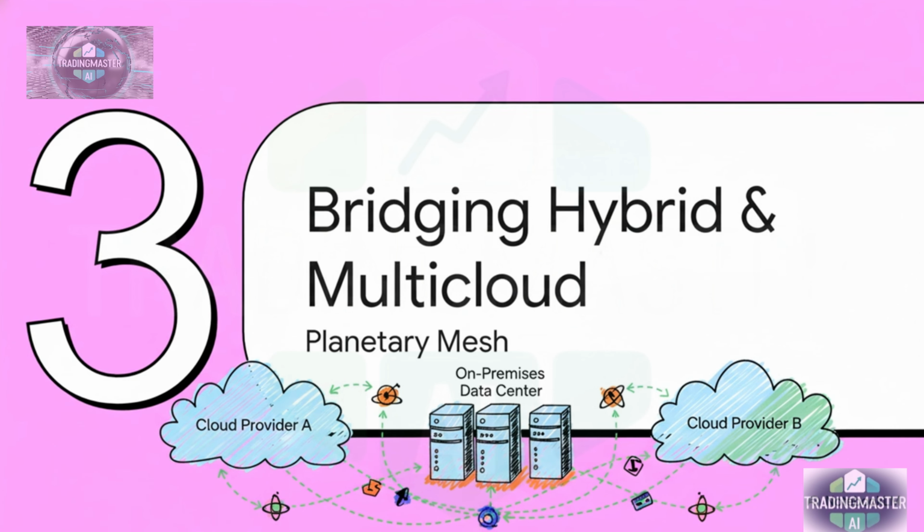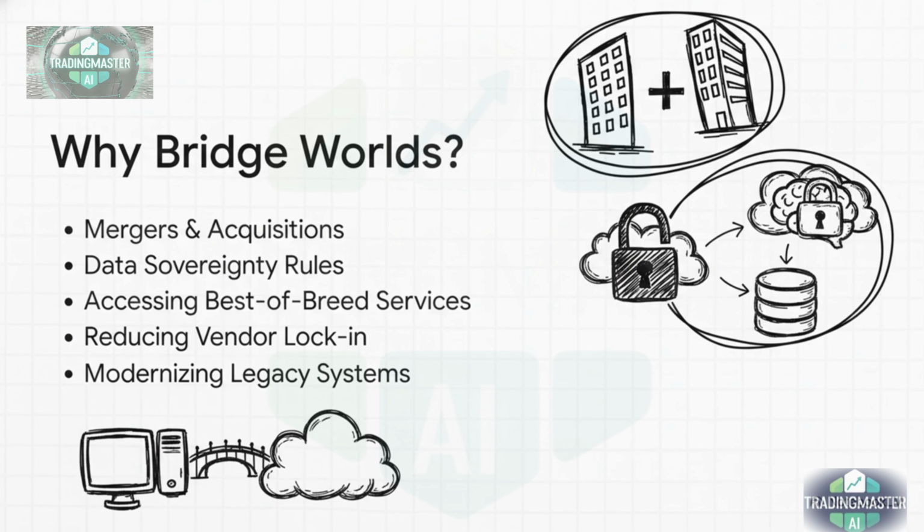Now for part three, where we get into the messy reality of the enterprise world. For most big companies, their data isn't all in one neat little box. It's everywhere, in their own data centers, in one cloud, maybe in a couple of other clouds too. The goal here is to connect all these little islands of data into one unified network, something we call a planetary mesh.